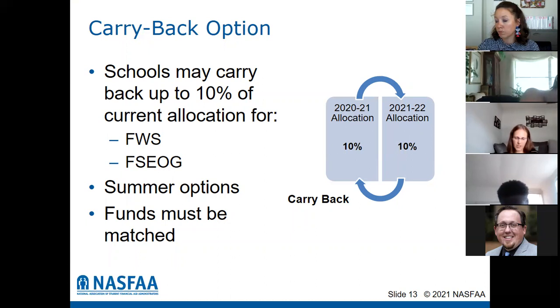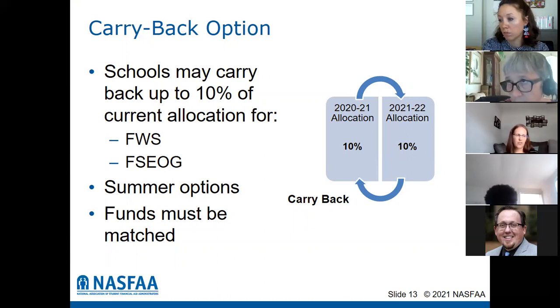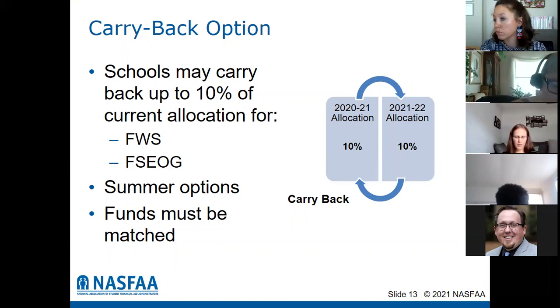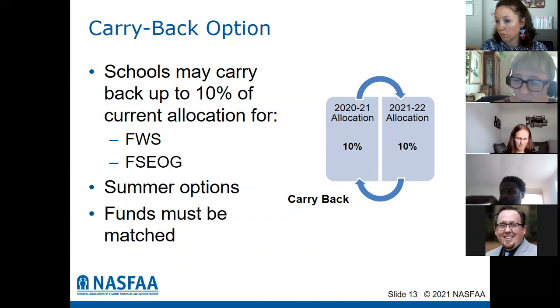This is in addition to the authority to carry back 10% of the current award year's federal work study or SEOG allocation for use during the previous award year. So that's in addition to the 10%, you can also carry back funds to help assist with expenditures during May 1st and July 1st. Due to the end of the Perkins loan, funds cannot be transferred, nor carried back or forward.